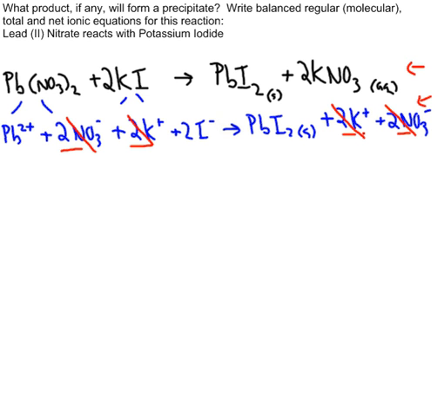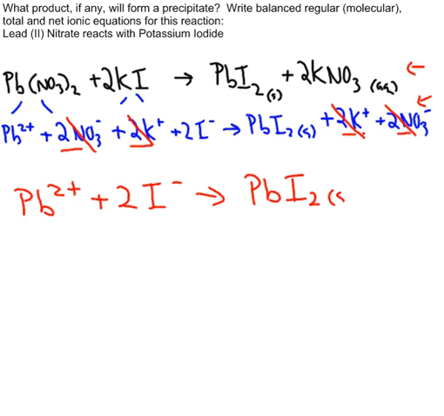So the net ionic equation then is simply the ions that are left over once you've crossed them out, and they are the ones that should form the solid. And there you have a net ionic equation. So molecular equation, total equation, net ionic equation.